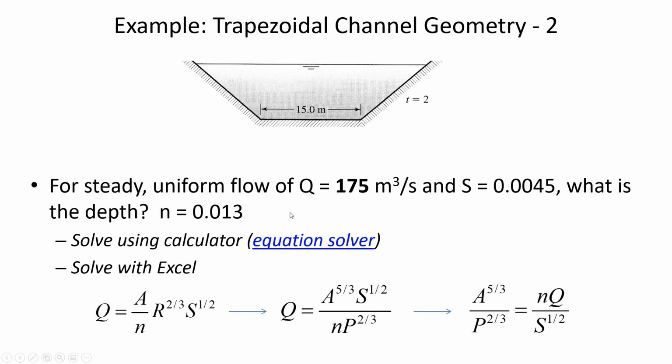And I've provided a template that's on Excel. It's on Blackboard in Excel. If you've got your computer today, if not, then you can solve it with your equation solver on your calculator. I'd love for you to get the practice doing that. But let's try and find out, if we have a channel where the bottom width is 15 meters, and we know that the flow rate is 175 cubic meters per second, and the channel slope, this one's relatively flat, 0.0045, then what would be the flow depth?